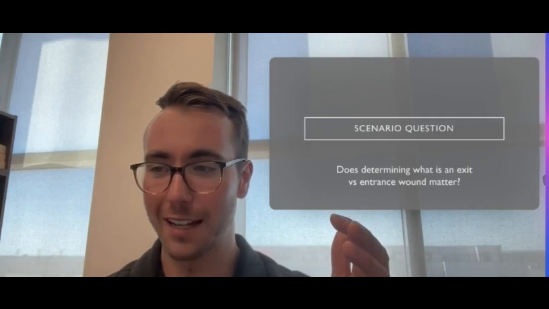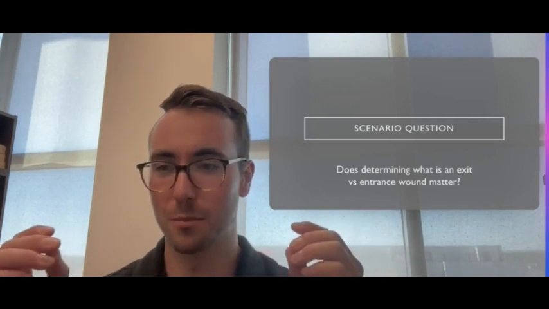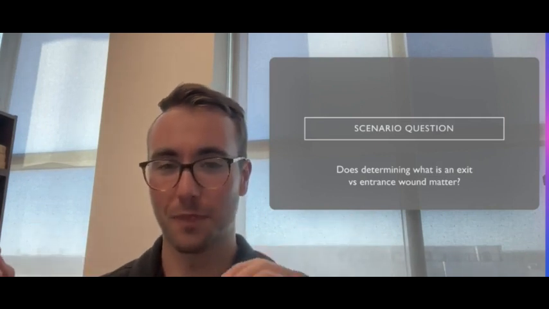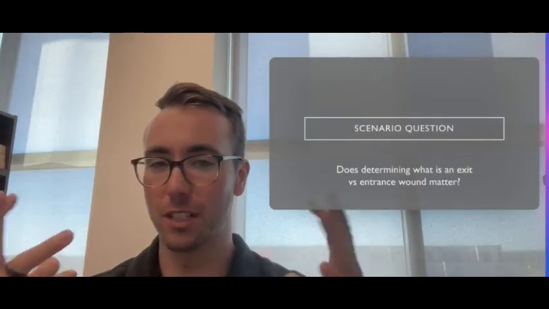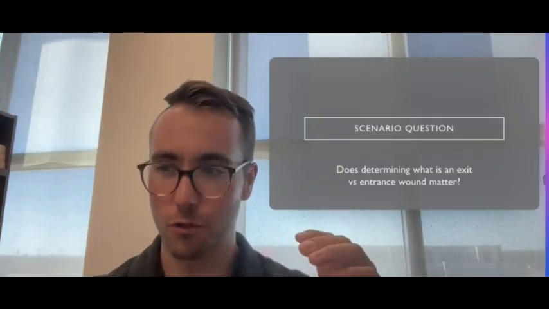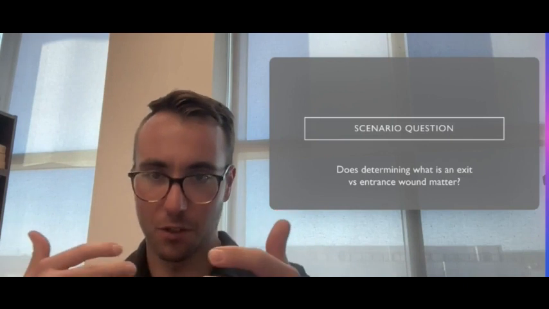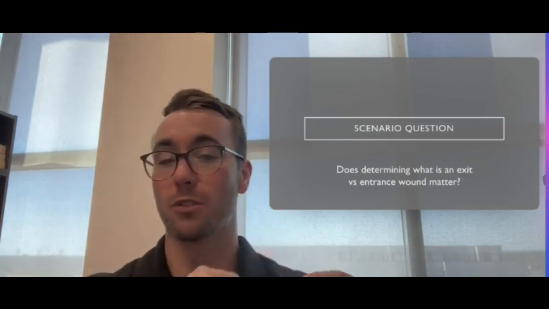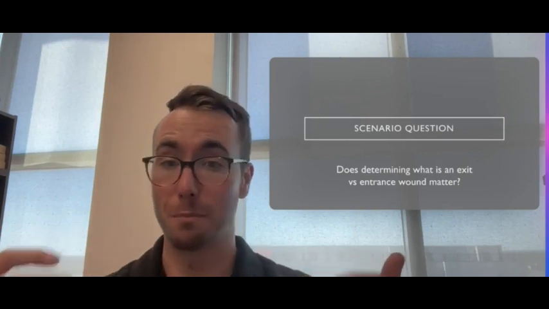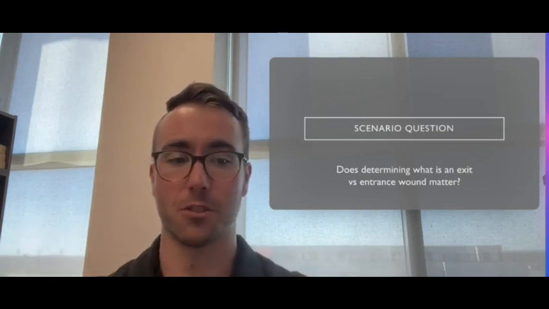But if we want to determine which one is more likely to be an exit versus an entrance wound, exit wounds tend to be larger, and they're usually non-deforming, especially if the gun is fired at close range, or if the bullet encounters tissue that is minimal in thickness or density. But if bullets are fired at close proximity to the patient, you can see soot accumulate on the entrance wound. That's why you can see burn marks. It's like a point blank shot, like an assassination.